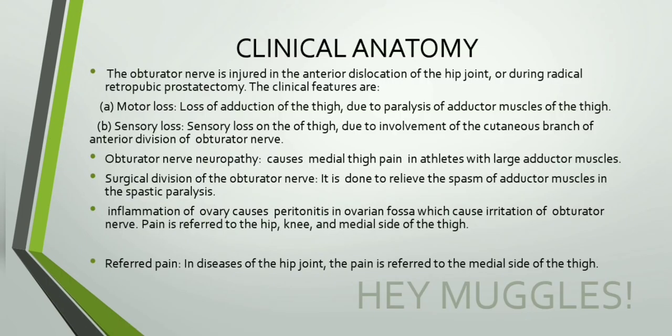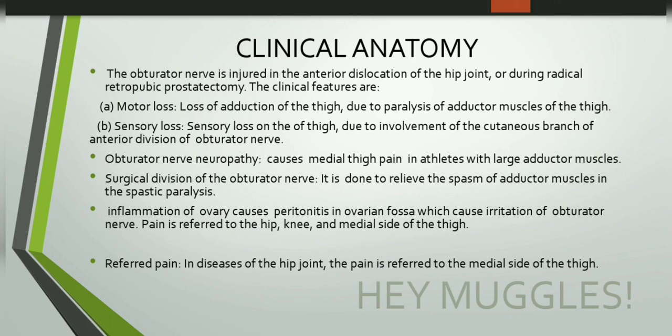Coming to the clinical anatomy of your obturator nerve. If there is an anterior dislocation of the hip joint, or any retropubic prostatectomy, which means removal of your prostate gland, the obturator nerve can be injured. So what are the characteristic features?